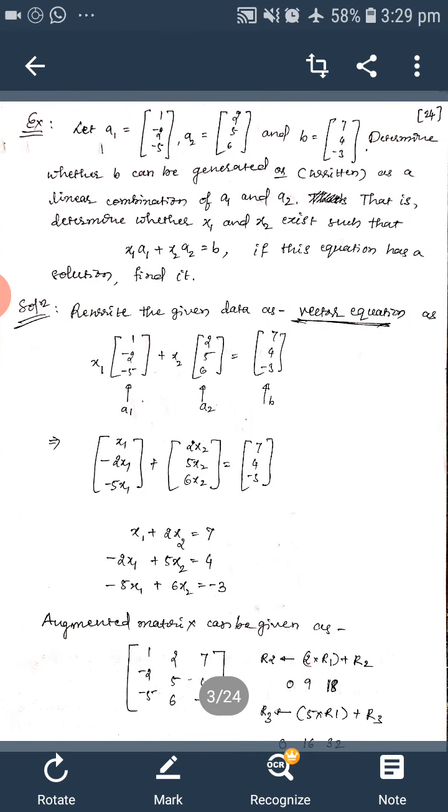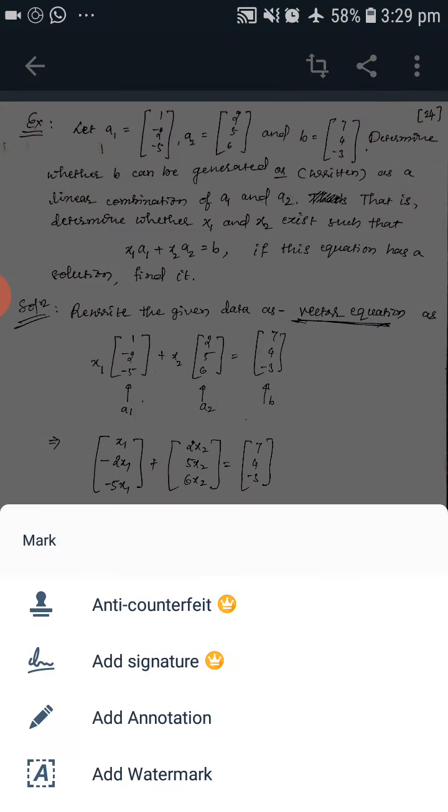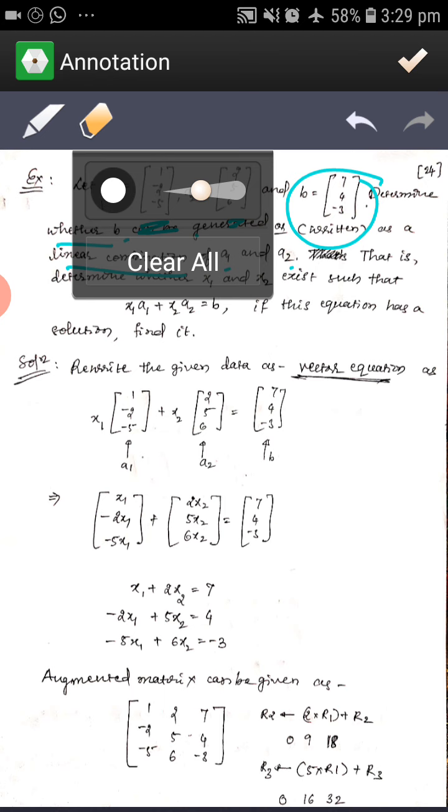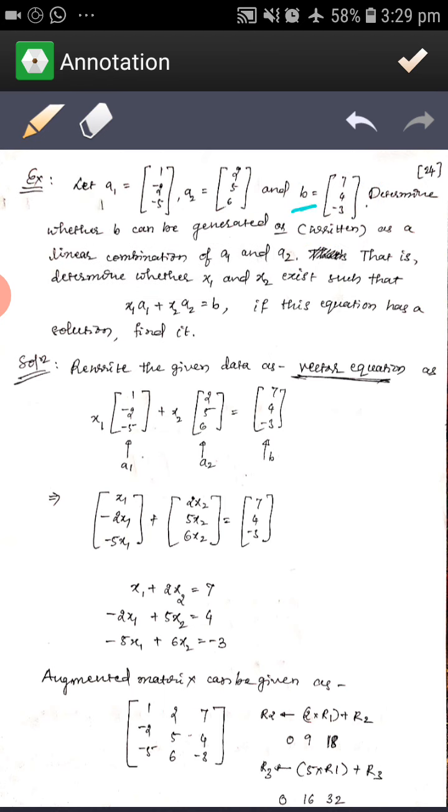Next we'll take a problem. Determine whether b can be written as a linear combination of a1 and a2. There are two vectors a1 and a2, and we ask whether b is a linear combination of a1 and a2. So b is like y, and a1, a2 are like v1, v2. We need to verify whether it is such a combination.